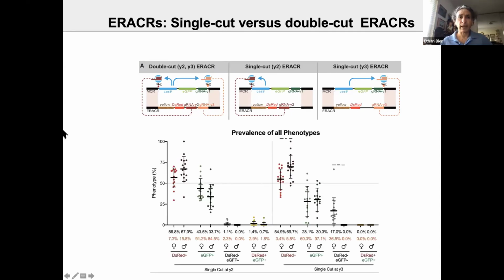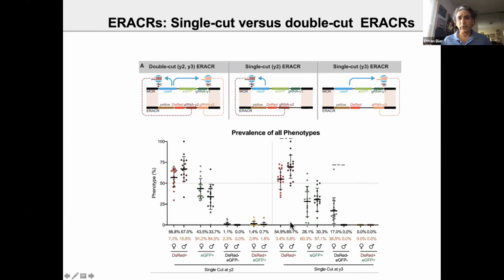And so what we did is we made these. This is a cartoon then of the situation where you have the 2 guide RNAs that work to cut the gene drive out on both sides. And then we made single cut erasers where we injected both guide RNAs to get them inserted into the genome, because you have to do that to get them in, but they only carried genetically one of the 2 guide RNAs. So this one only carried gRNA2, and this one only carried gRNA3. So this one only cuts on this side, this one only cuts on that side. And so then you look at the prevalence of phenotypes.